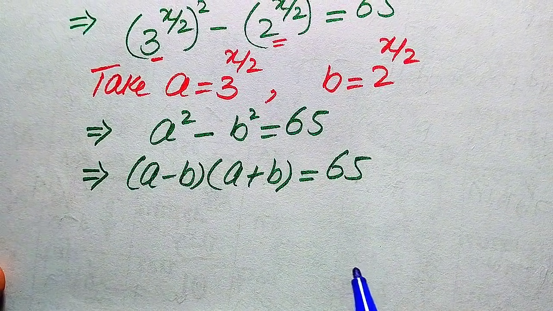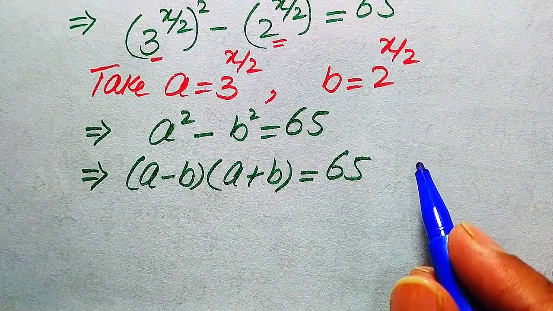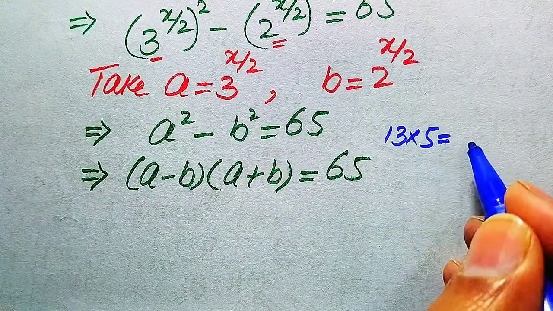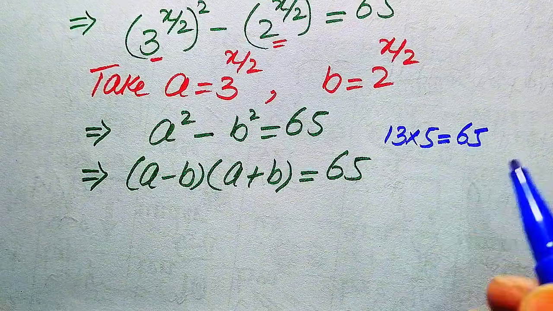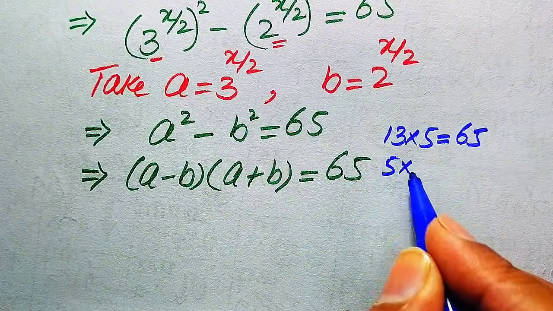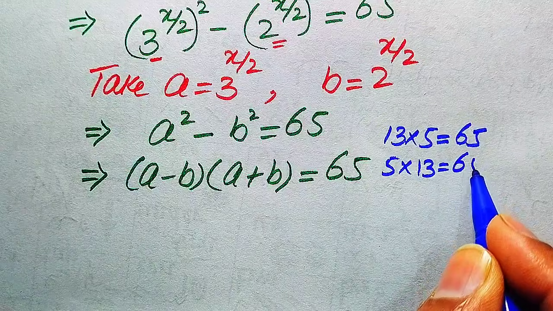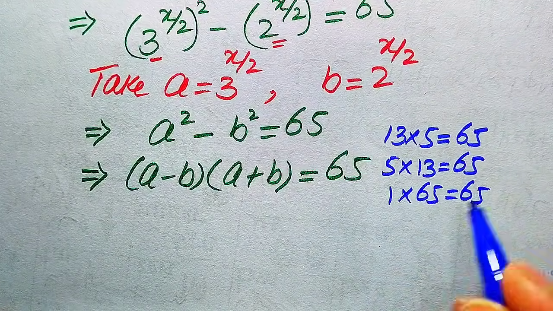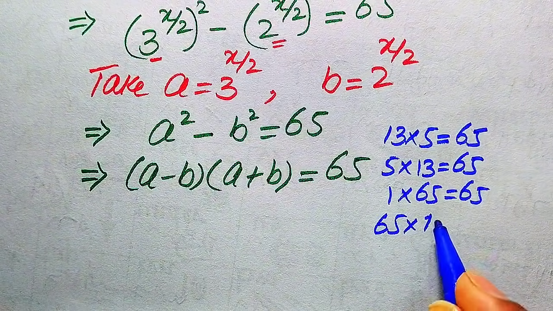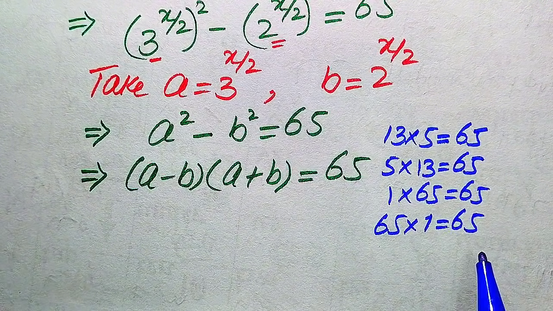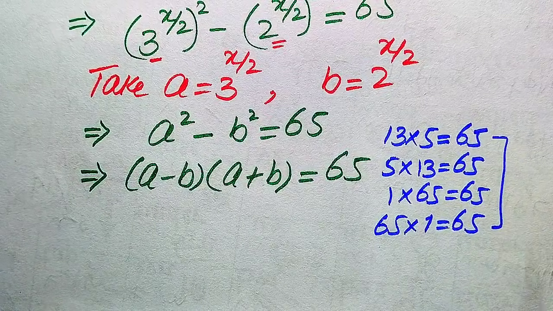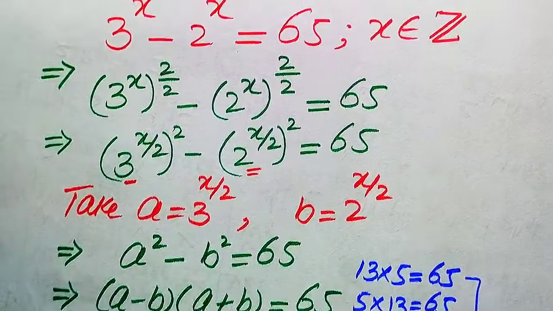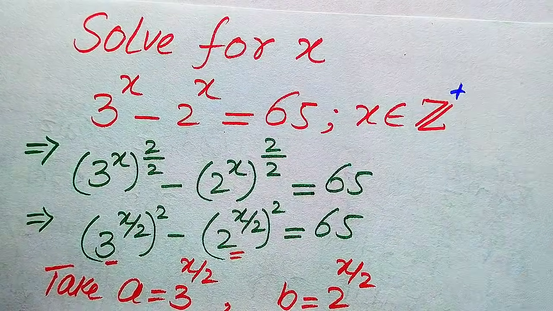Okay, so here we have the integers: 13 times 5 is equal to 65, and also 5 times 13 is equal to 65, and 1 times 65 equals 65, and 65 times 1 equals 65. So here we have these four possibilities in which we get the product of two positive integers becomes 65. So here we just solve this problem for positive integer values.